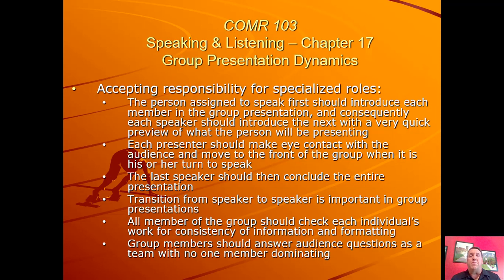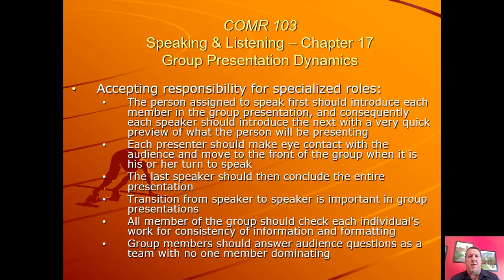So then the third person comes up, talks about, let's say, the next main point. They discuss that for about 3 to 4 minutes, and then they will turn it over to the final presenter, which is your 4th person on your team, and they will wrap things up. They will conclude the presentation. They will do a summary of the main points that were covered by each individual, and then they will wrap it up and ask for any questions.